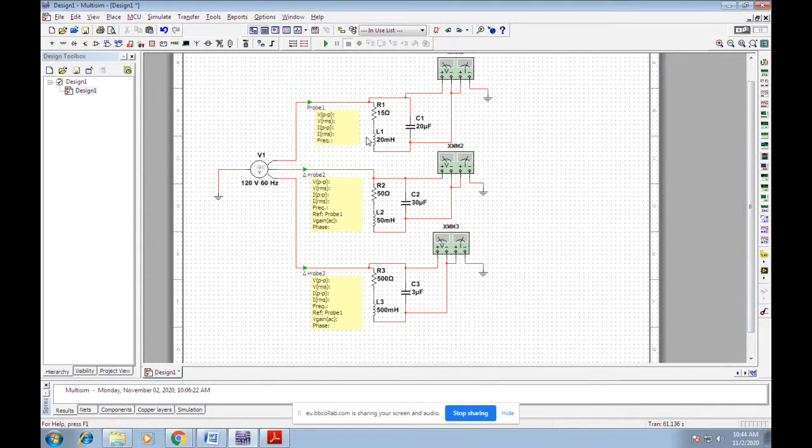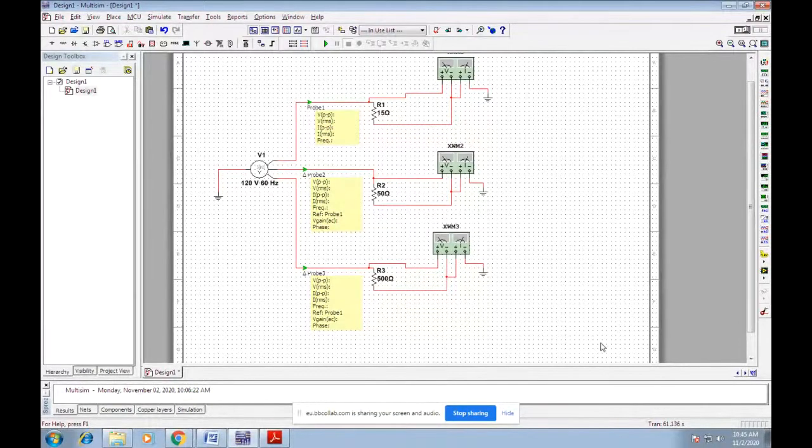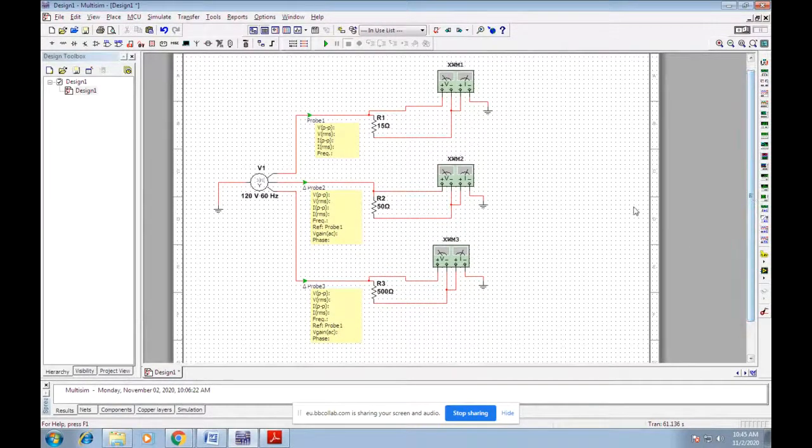Okay. If you remember, the first circuit was only for the resistor. So the first circuit, the main circuit of our experiment, it was like this. It was having only R1, R2, and R3. The inductor and capacitor were not available. So we will use the first circuit.